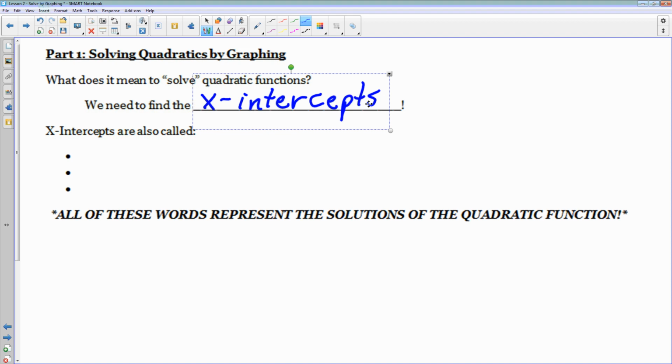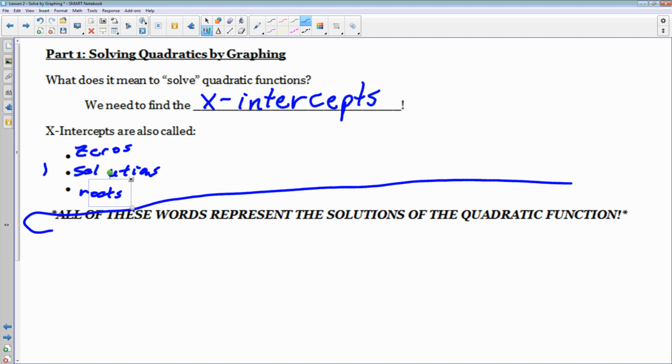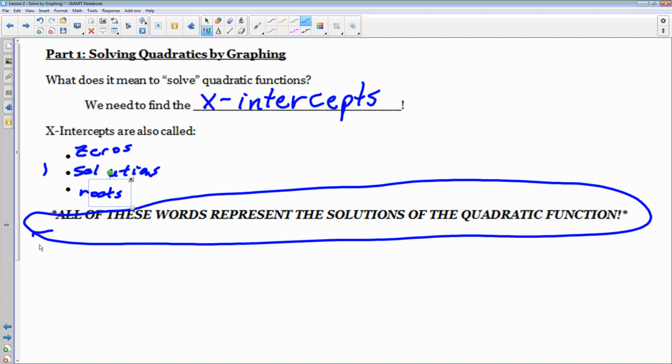Now remember, I could ask you to solve a quadratic function in various ways by asking you to find the x-intercepts. I could also ask you to find the zeros. I'm asking you the exact same thing. I could ask you to find the solutions. Again, I'm asking you the same thing. And then I could also ask you to find the roots, and those all mean the same thing. So 3 different ways to ask. All right, so it's important to remember that all of these words represent the solutions of a quadratic function.